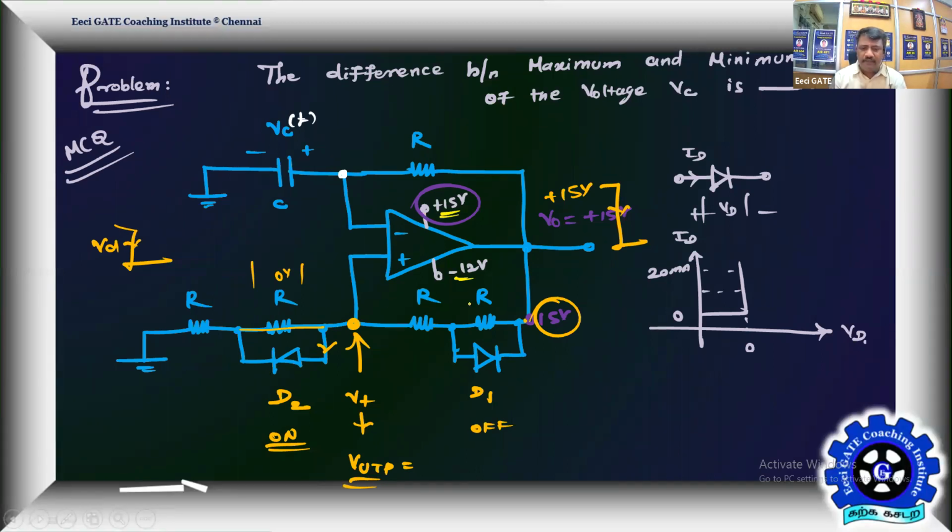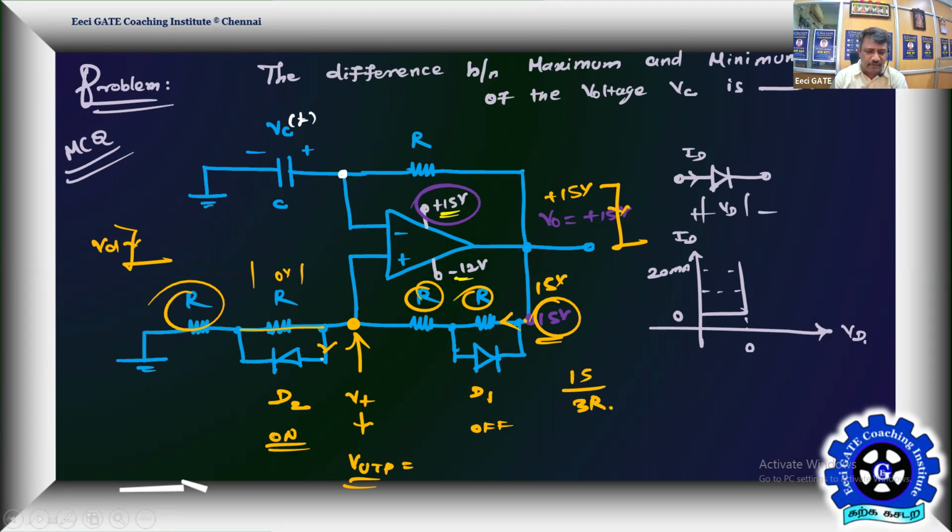What is the UTP? We'll find that quickly. So this is 15. So 15 means this is off. Then it's R, and another R in play. So therefore, the current is going to be 15 divided by 3R. That will be the current.